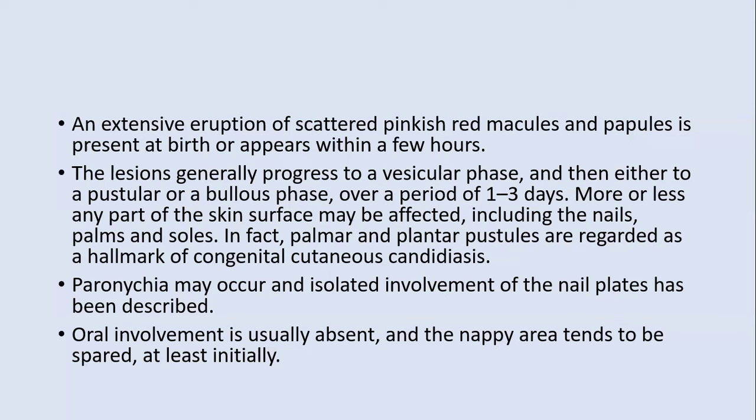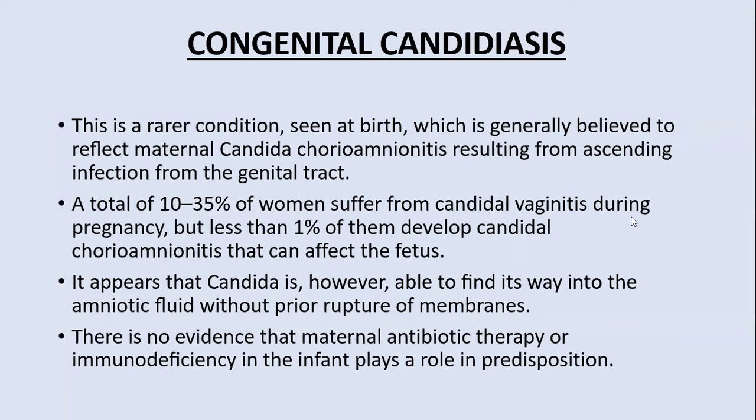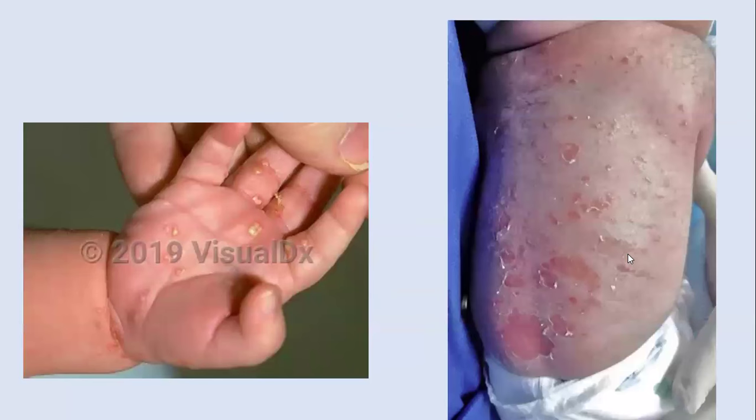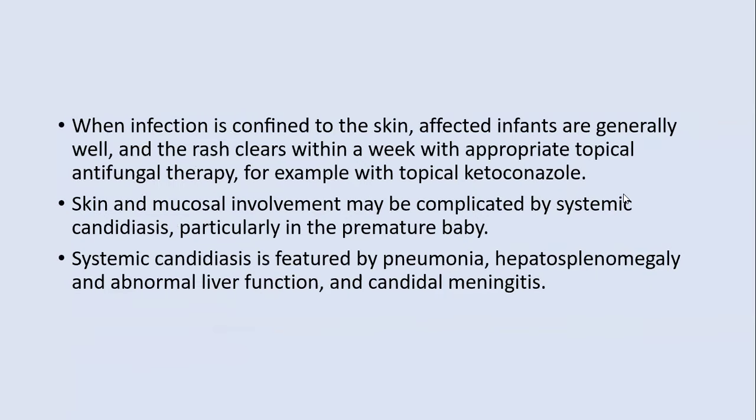So there are quite distinct appearances of both congenital as well as neonatal candidiasis. These are the typical pustular lesions on the hands and extensive erosions following the blisters on the trunk. When infection is confined to the skin, affected infants are generally well. The rash clears in a few weeks with appropriate topical antifungal therapy, for example, topical ketoconazole.